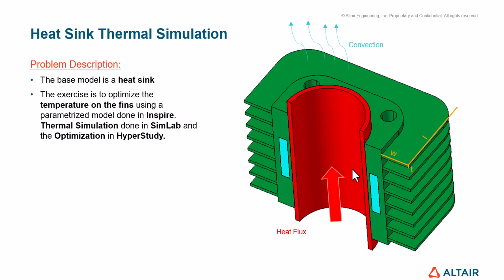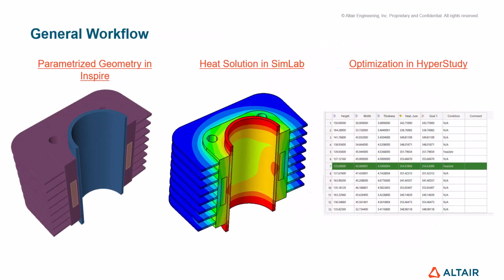Our design variables here are going to be the fins, so the width, the thickness, and the length. Now, the whole process of this exercise is that we have our parameterized geometry in Inspire, and we have to import that parameterized CAD model to SimLab, and then the thermal solution and automated process for this problem is created in SimLab. Finally, the optimization is done in HyperStudy. And in this case, we're only going to focus on this connection. But again, if you would like to see this whole process, it's available for you within the SimLab playlist.